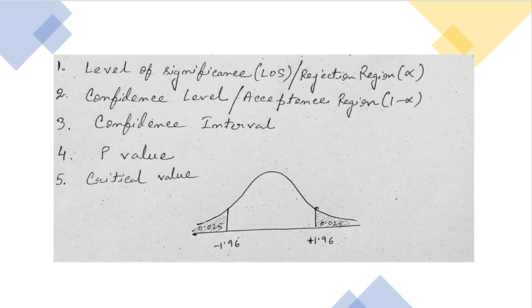Now we will discuss what is confidence level or the acceptance region, that is 1 minus alpha. This region is called the acceptance region. Confidence level is basically the percentage of the probability that a confidence interval would contain the true population parameter, that is, in repeated sampling we are able to create such intervals that will contain the true population parameter.